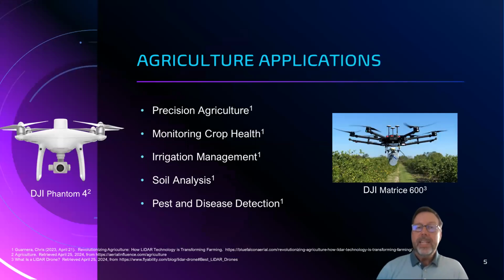So when we look specifically into agriculture applications using UAS and LiDAR technology, we find that precision agriculture is one of the big ones that farmers tend to be using today. That allows for a better understanding of the topography of their fields, the soil conditions, and to identify areas that could need attention. More specifically, you can monitor crop health, which can be used to identify certain areas of a field that could be under stress.